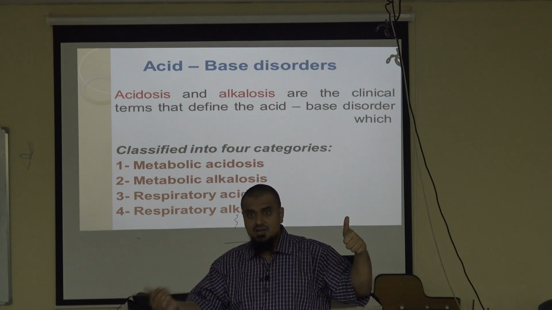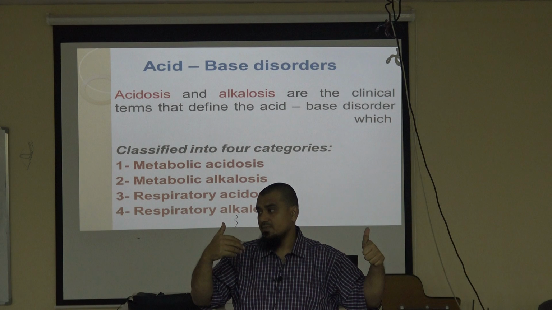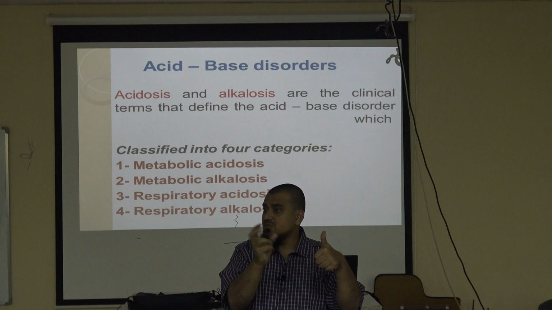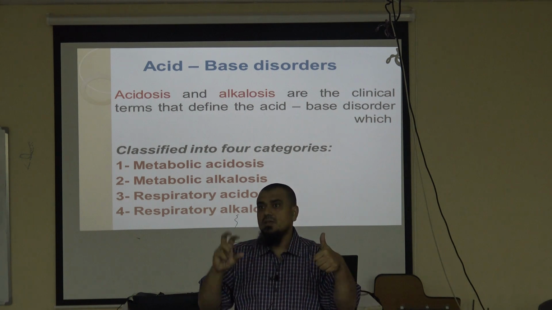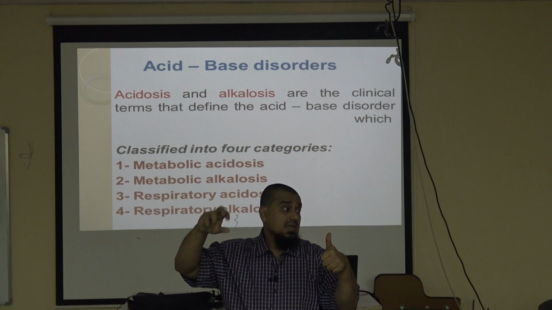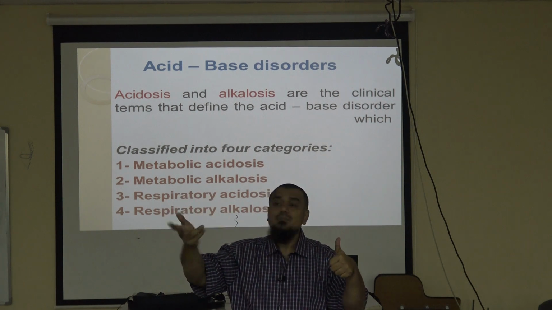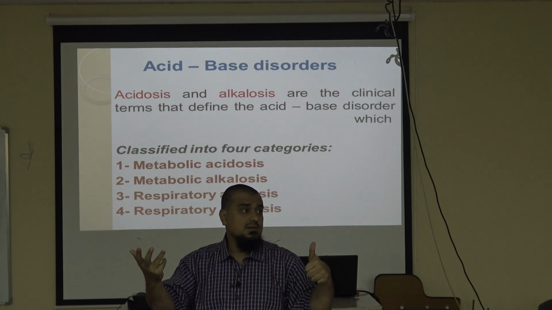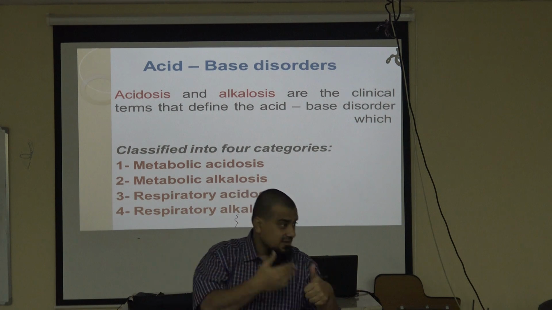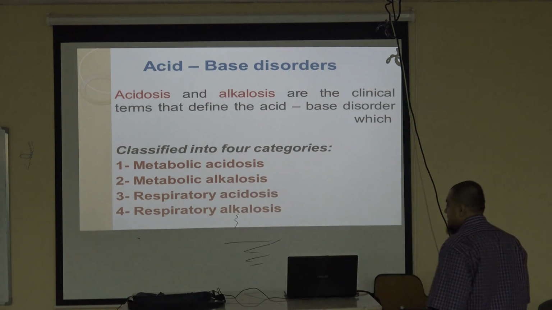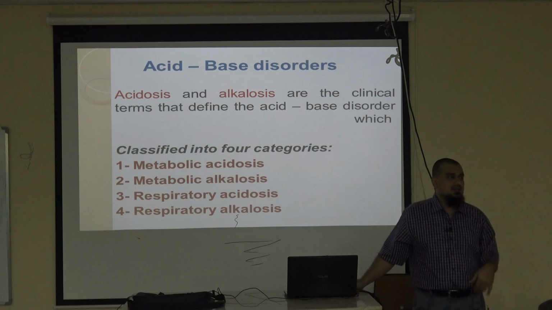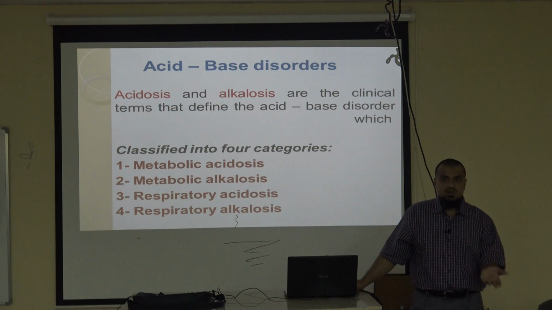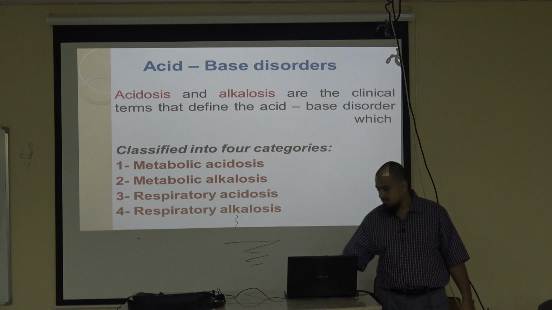Whether this is due to bicarbonate or due to carbon dioxide. Clear? We need to see which one is causing this alkalosis. If we find increased bicarbonate, then it is metabolic alkalosis, and if you find bicarbonate normal and carbon dioxide decreased, then this is respiratory alkalosis. Very good. So now we have four types of disorders: respiratory acidosis, metabolic acidosis, respiratory alkalosis and metabolic alkalosis.